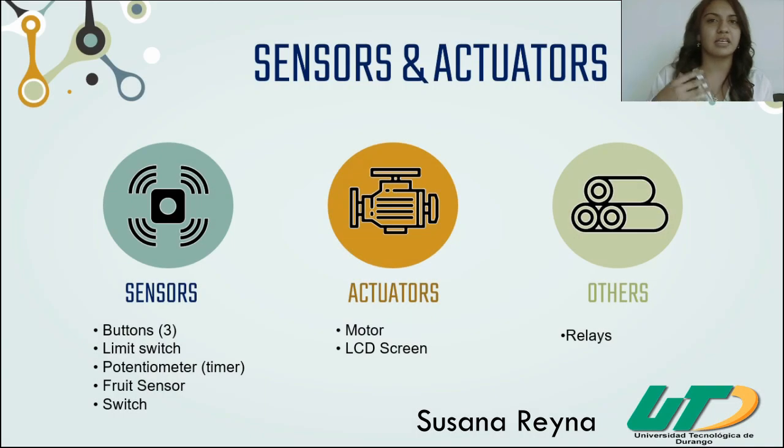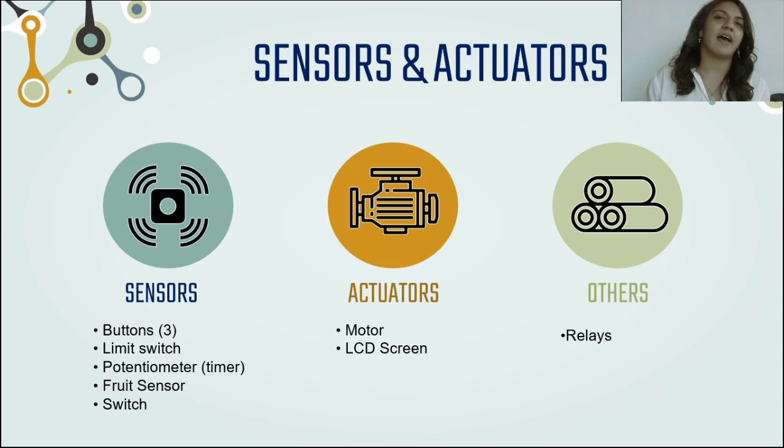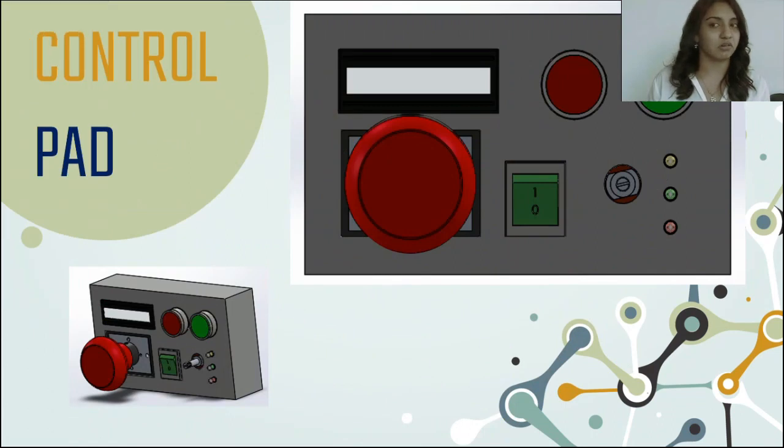Now I'm going to talk about the sensors and actuators of our system. In the category of sensors, we have 3 buttons. We have a limit switch for the door that will act like a security element. Then we have a potentiometer for a timer function that we decided to include in the machine. Then we have a fruit sensor that will be located on the bottom of the machine. That is also a security element, and a switch to turn the timer function on and off. Then in actuators we have the motor that is basically the most important component of the machine, and an LCD screen. And in other components we have the relays that are in charge of turning the motor on and off.